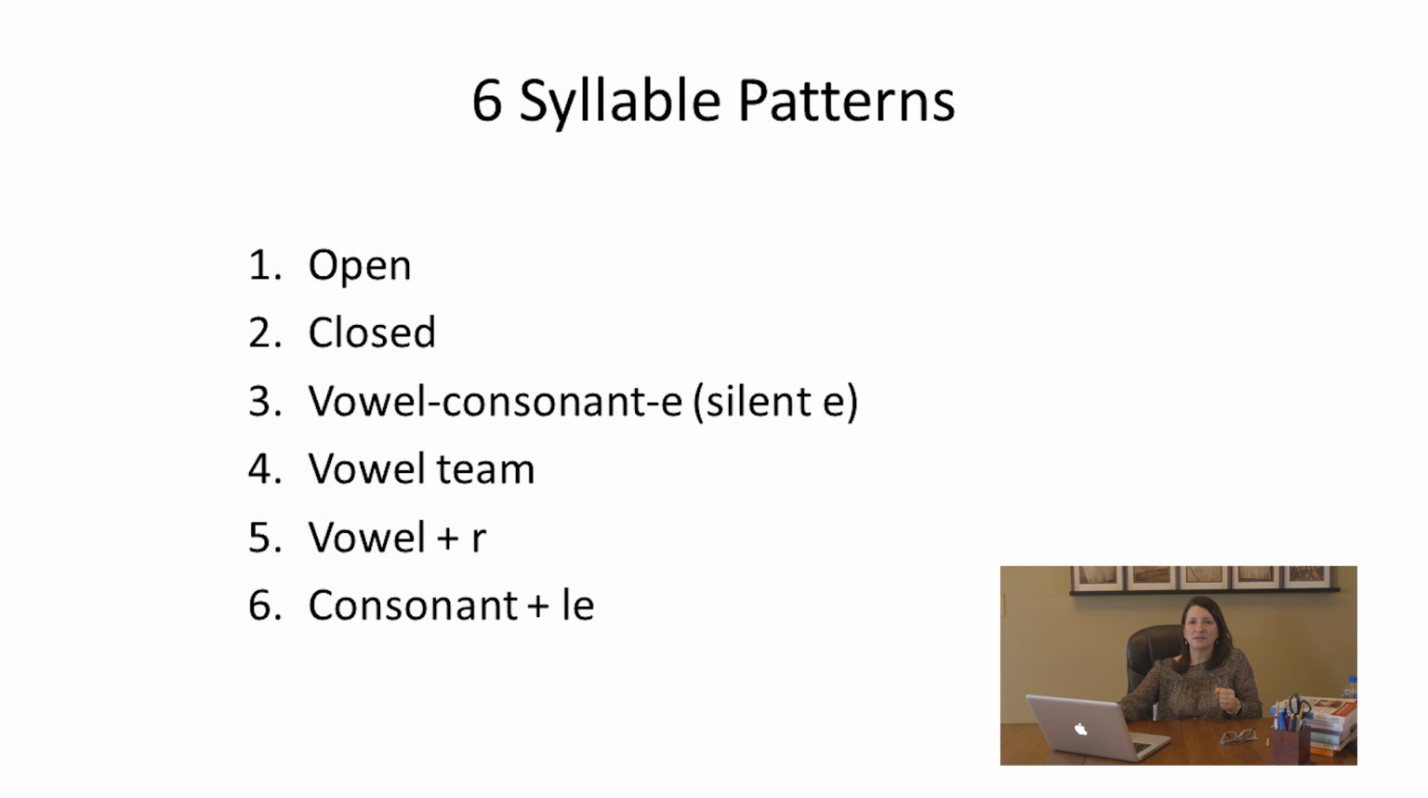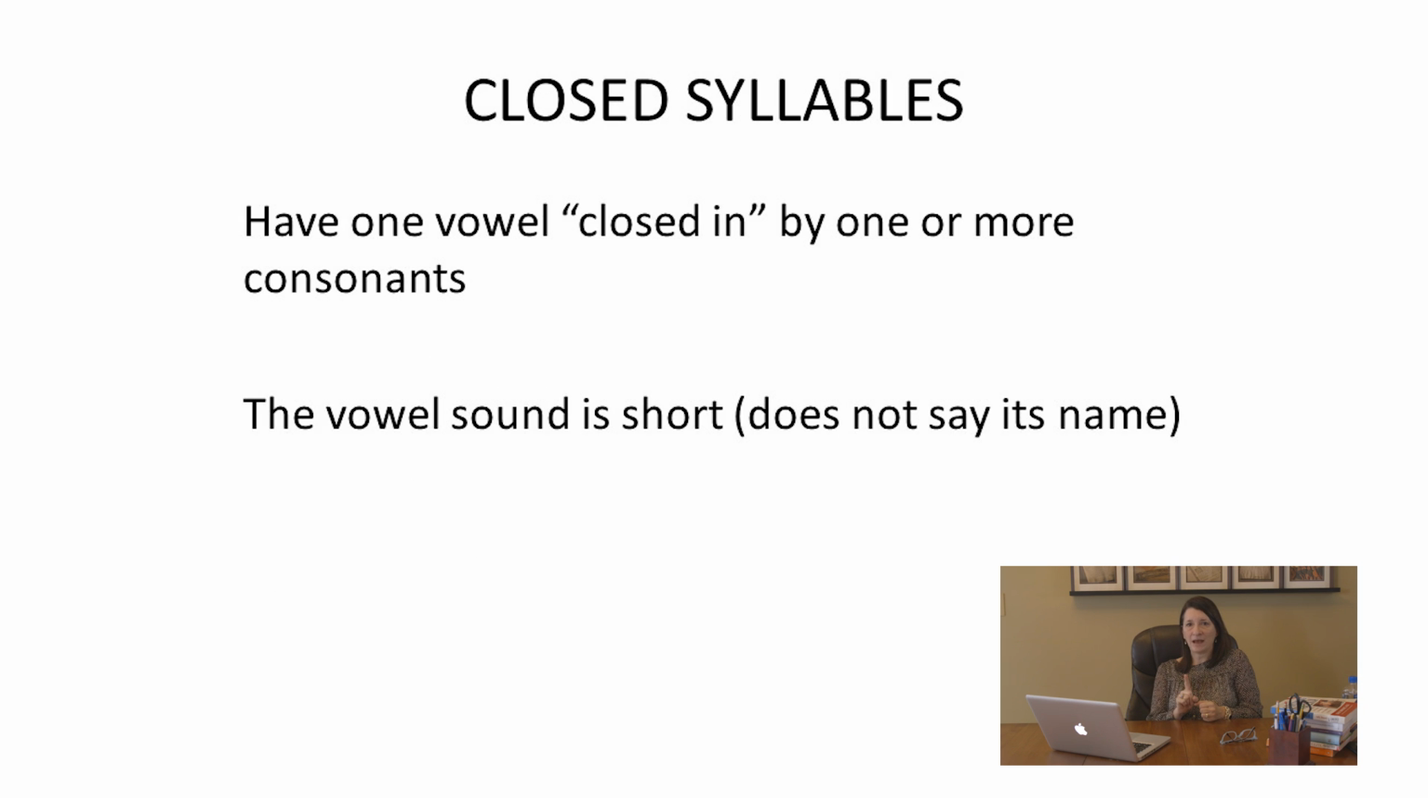Okay, so as promised, here are the syllable patterns. There's only six, and it's really easy to teach them to educators, and it's very easy to teach them to students. A lot of people say, why didn't I ever learn this? All right, first one, closed syllables. First pattern. They have one vowel, and they're called closed syllables because that one vowel is closed in or followed by one or more consonants. The single one vowel makes its short sound. It does not make the sound of its name.